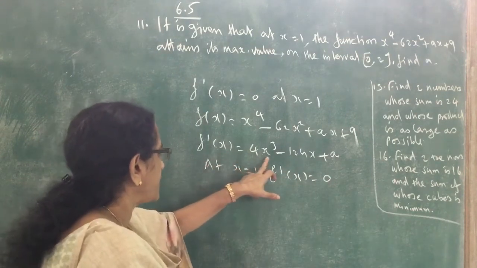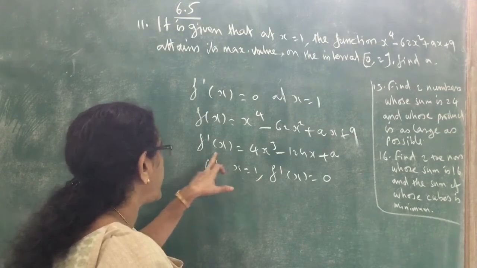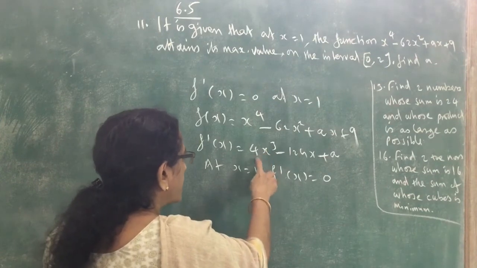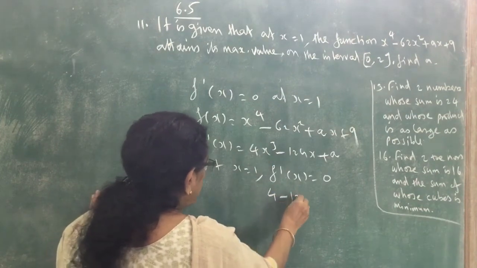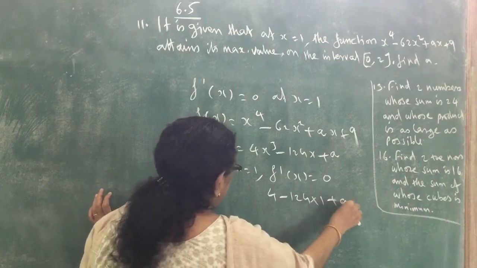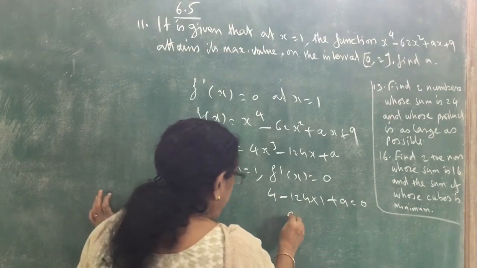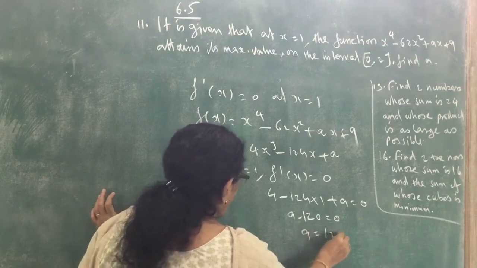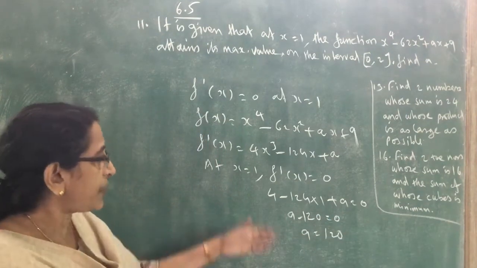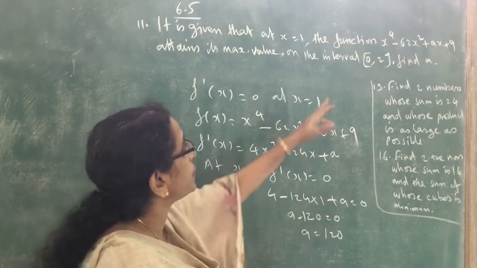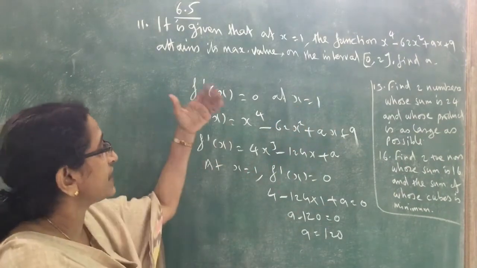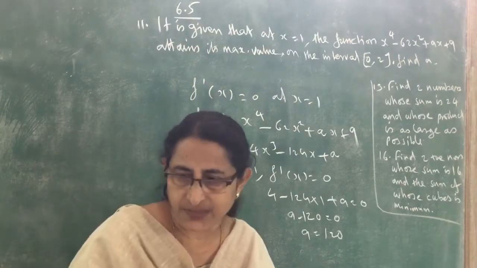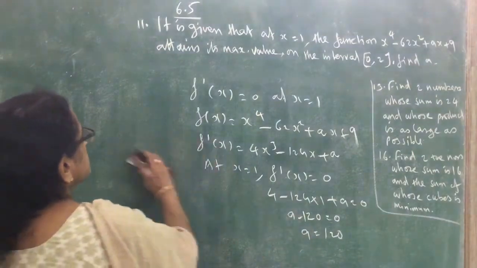So here in the place of x, we can write 1. At x equal to 1, f dash x will be 0. So when x equal to 1, substitute here: 4 into 1 cube, 4, minus 124 into 1, plus a, equal to 0. Therefore, a minus 120 equal to 0. Therefore, a equal to 120. This is the value of a. Now we can check by substituting a equal to 120 in the function whether at x equal to 1 it has the maximum value. It will be having maximum value at that point. We can check that.